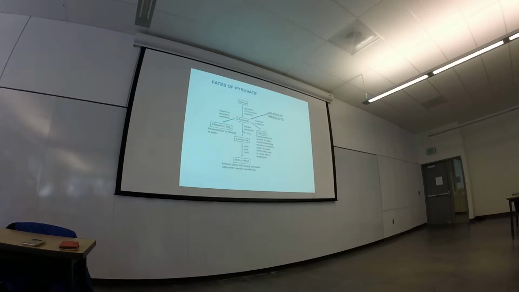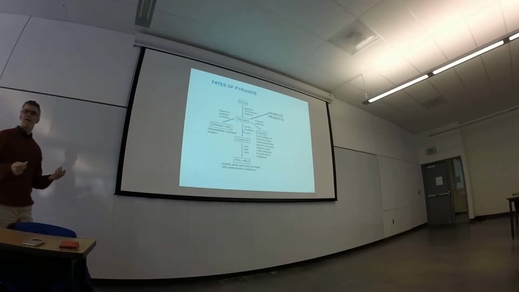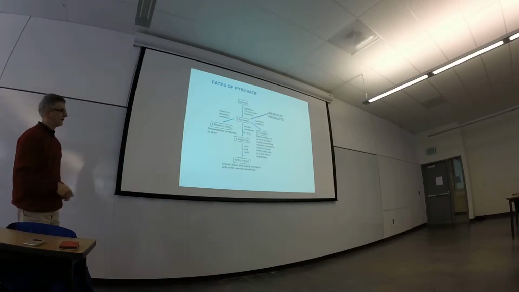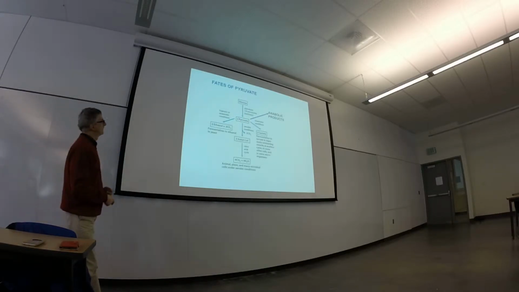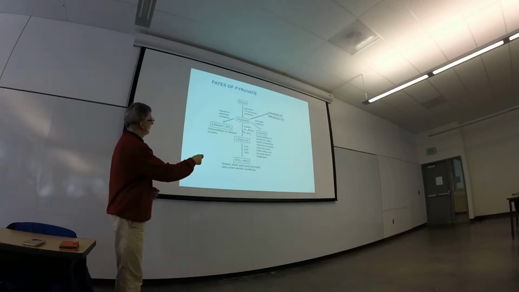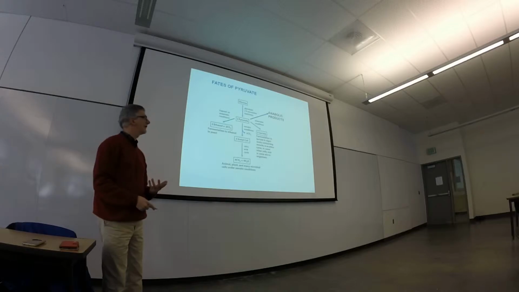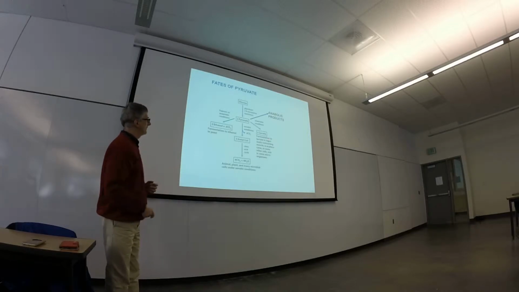Fates of pyruvate. Glucose goes to pyruvate. This is another big picture slide to give you some more context. We're doing this now, but what is pyruvate going to do after that? Well, it depends on whether things are aerobic or anaerobic, because in cells that are anaerobic, pyruvate is going to go to lactate.